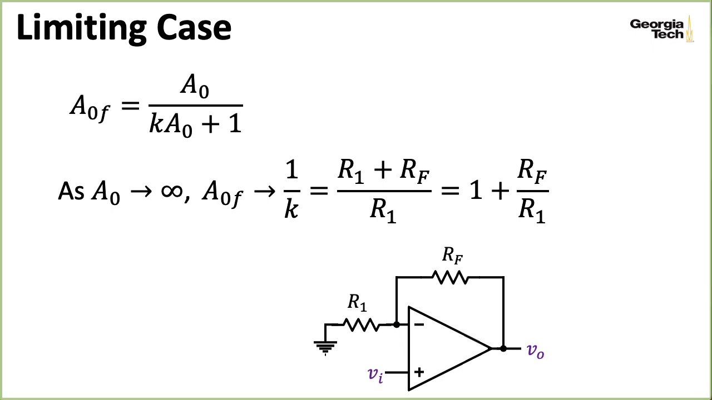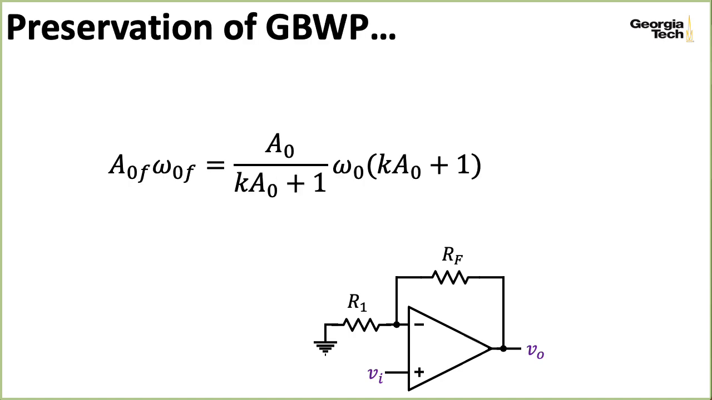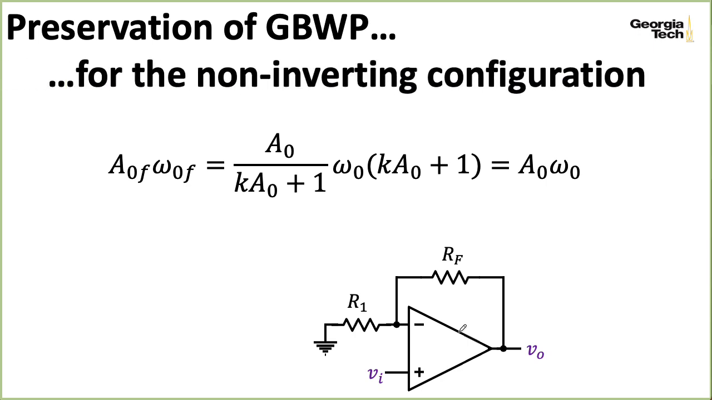Okay, so the next thing I would like to do is compute a gain bandwidth product for our full non-inverting configuration. So if I take our A naught F and our omega naught F and multiply those together, these are the expressions we computed on the previous slides. Well, this K A naught plus 1 cancels with this K A naught plus 1, and I get A naught times omega naught. So that's the original gain bandwidth product of the op-amp itself. So we haven't lost any gain bandwidth product. Now, I want to emphasize that we've only shown this for this non-inverting configuration. In a future lecture, we'll see that the inverting configuration actually loses some of this gain bandwidth product.